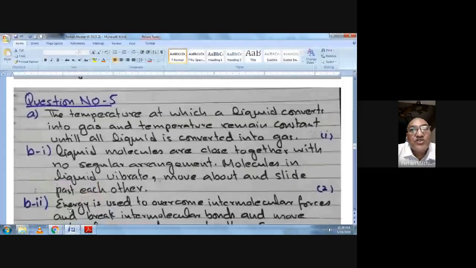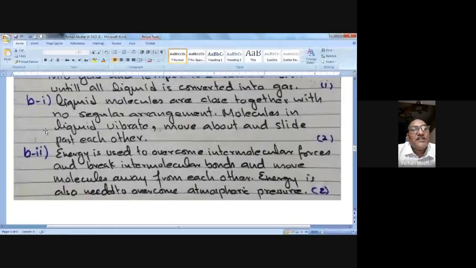Liquid molecules are close together with no regular arrangements. Molecules in liquid vibrate, move about, and slide past each other. The main question was about the arrangement, but I have also added a sentence about the motion of the molecules. Okay, so remember these words. You can also read from your textbook, Physics Matters, or if you have any other textbook, and see what is the structure of the liquid molecules. A very important question. Okay.